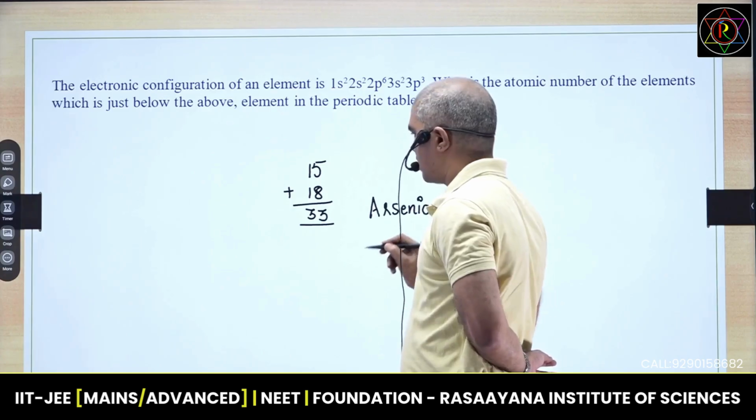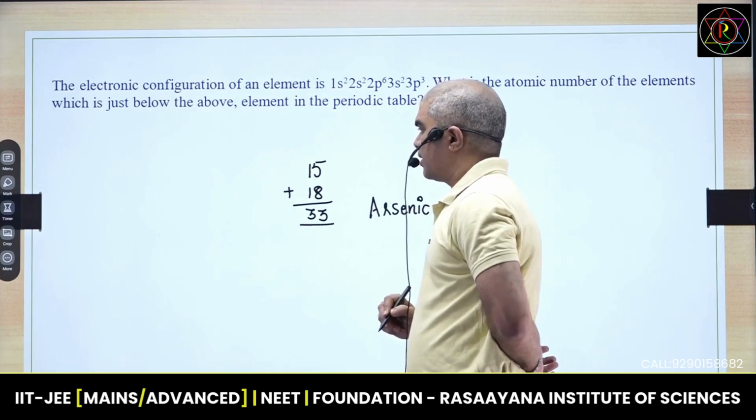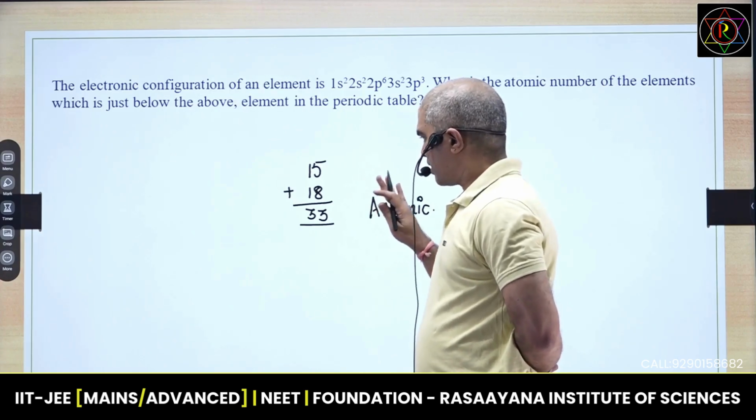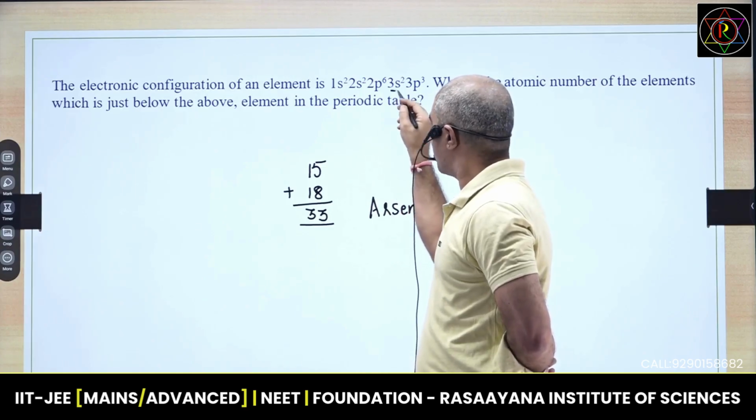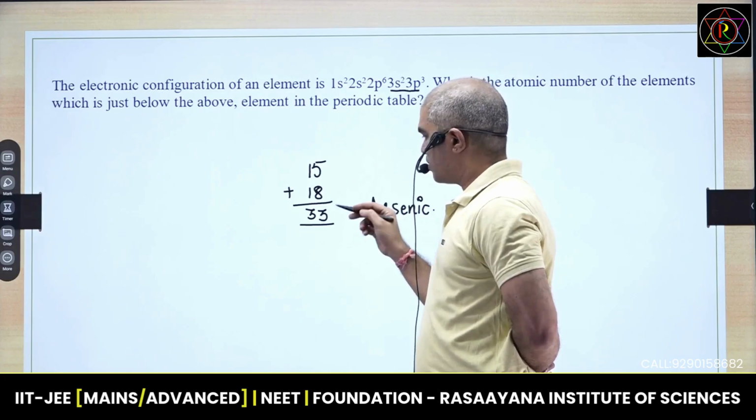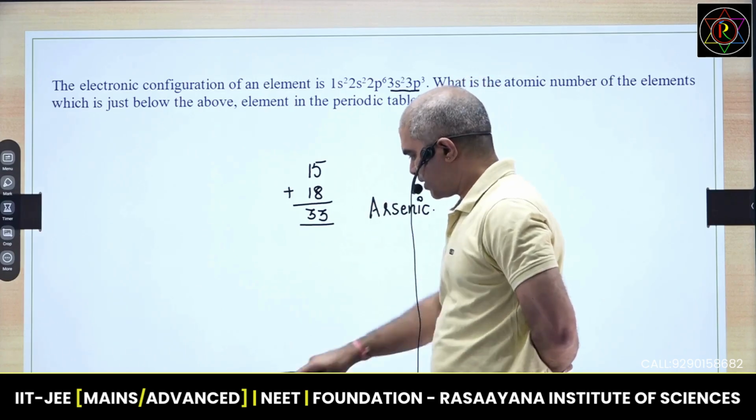Nitrogen, phosphorus, arsenic, antimony, bismuth. Okay, so that should be your approach. Simply you have to add 18. Why are you adding 18? Because this belongs to a third period element. We want a fourth period element. So accordingly you are doing it.